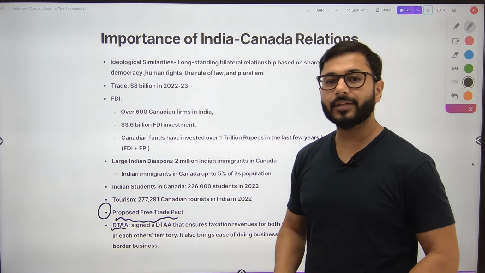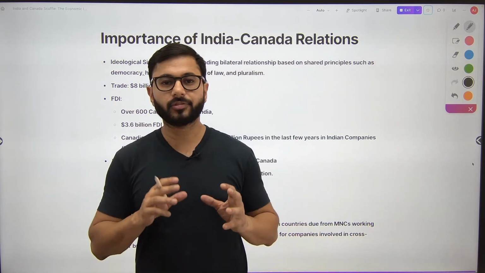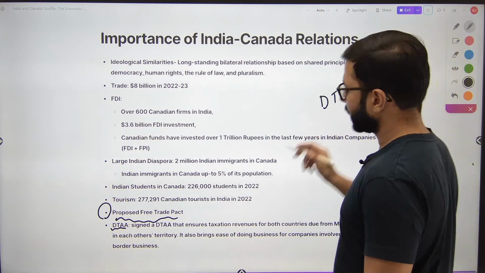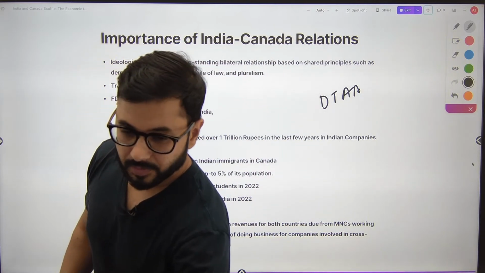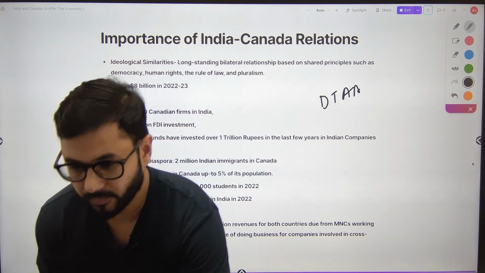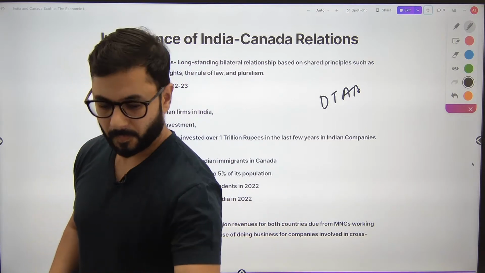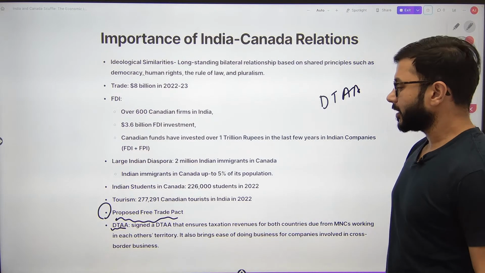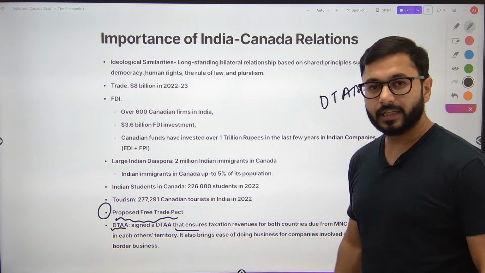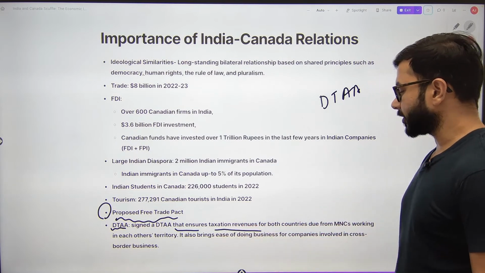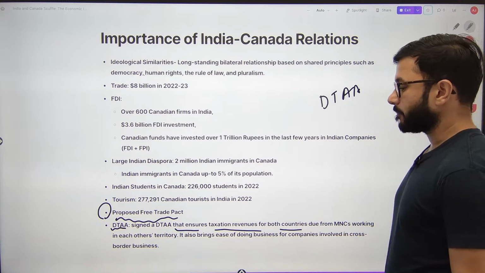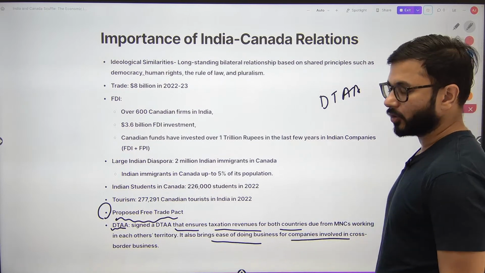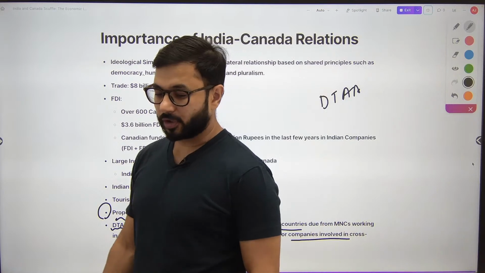About the double taxation avoidance agreement. Can anyone tell me what is the double tax avoidance agreement, DTAA? कोई अगर ये बता सकता है तो बहुत बढ़िया हो जाएगा. अगर हम देखें यहाँ पे, India and Canada have already signed a double tax avoidance agreement which ensures that taxation revenues for both countries do not go into each other's territory.